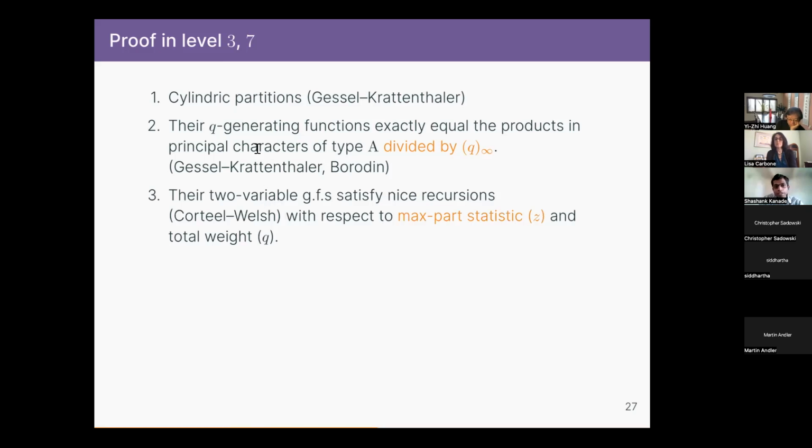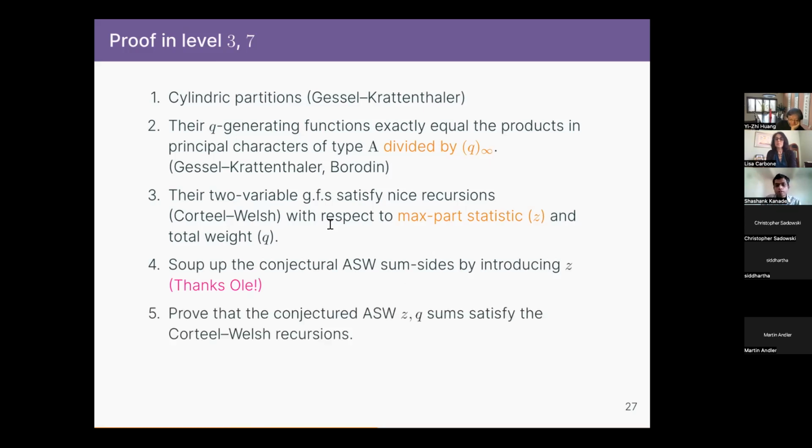Now the point is that there is a way to soup up this generating function by introducing another variable called the maximum part statistic. It corresponds to this variable z. With this, you have nice recursions that govern these generating functions. These recursions are found by Corteel and Welsh. So what you do is you take our conjectural sum sides. At first, they were just the q sum, but Ole Warnaar kindly told us to please introduce a z. It's very easy to do so. After you do that, there's a nice generating function that comes about, and then you just prove that your identities satisfy that generating function.